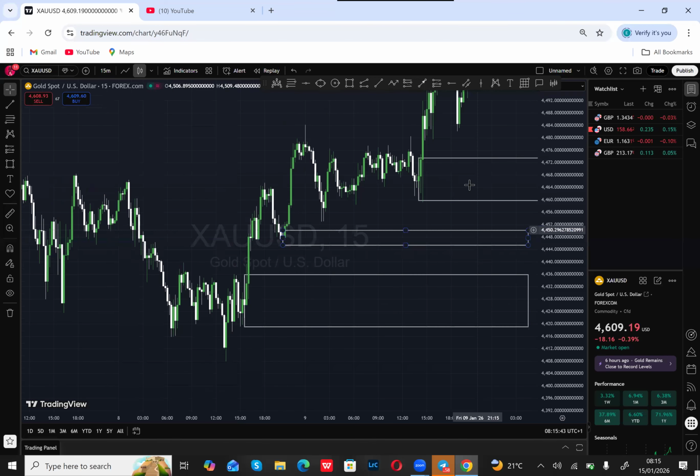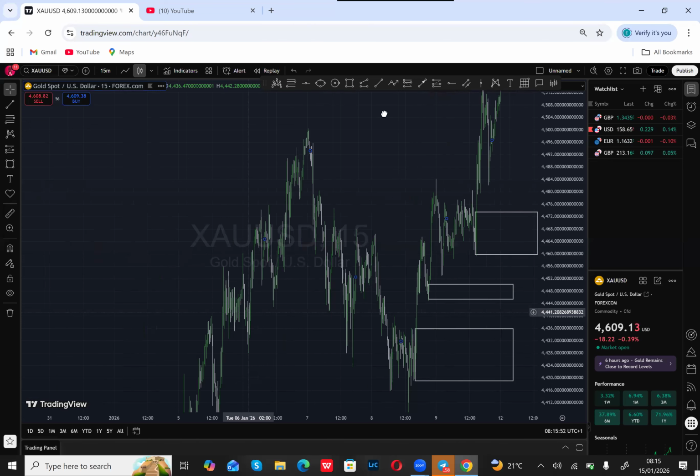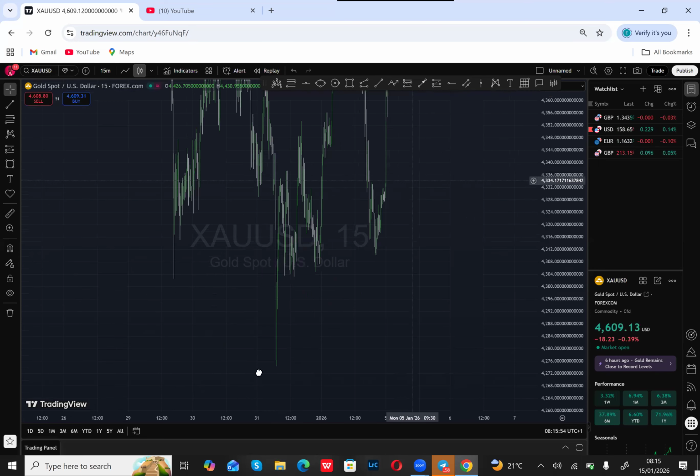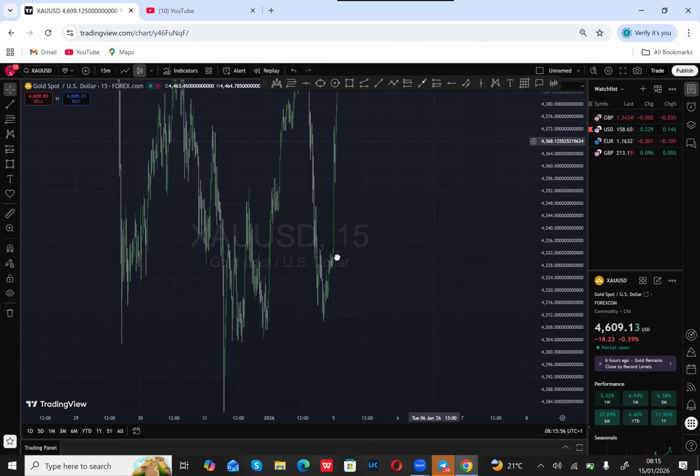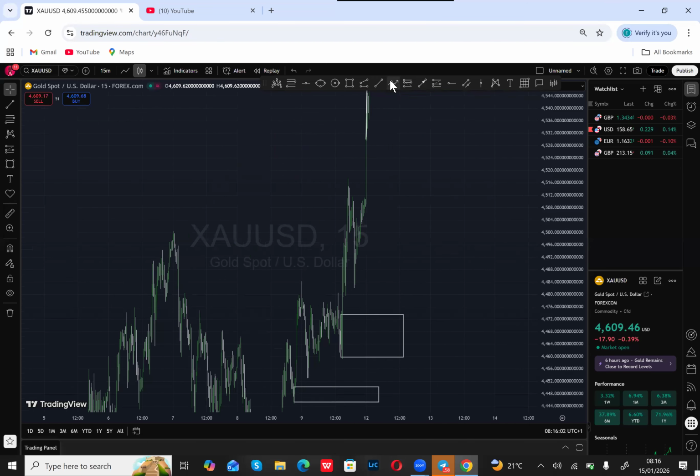So if the market has to do everything you want, that means everybody will be profitable. So I can give you many other zones here that price never came back to. So the idea is following the flow of the river, right? So this is it now.